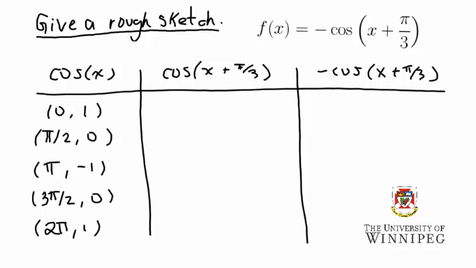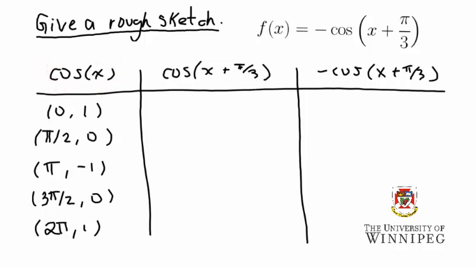In this video, we're going to give a rough sketch of the following function, negative cosine of x plus pi by 3. What I'm going to do is follow the 5 points from our original cosine function. The 5 points we all should know: (0, 1), (pi by 2, 0), (pi, negative 1), (3 pi by 2, 0), and (2 pi, 1). So let's take a look at our first step.